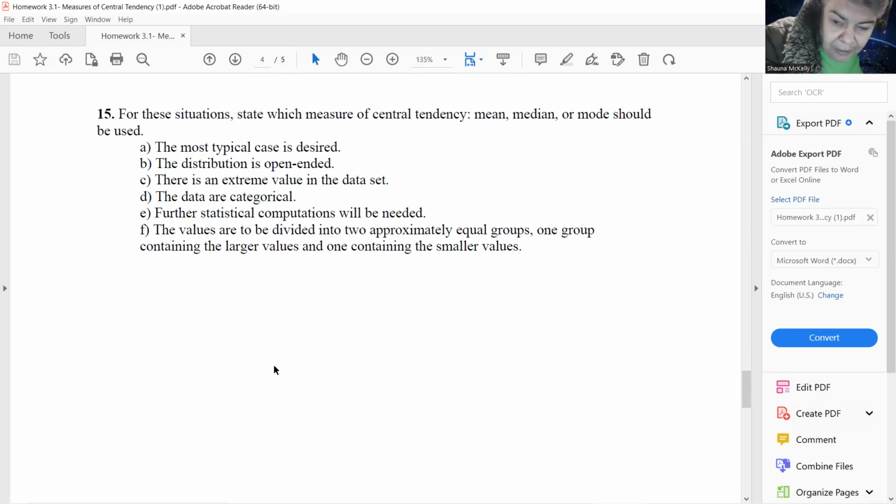The values are to be divided into two equal groups, one group containing larger and one group containing smaller values. Well, that's what the median does. It divides it in half. Half of the values are below the median and half of them are above the median. So that's the median category.